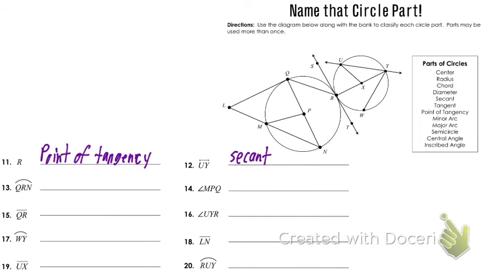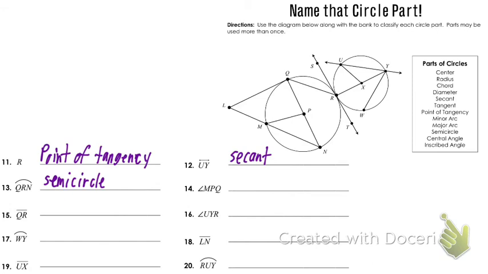Arc QRN. Kaya. Yep, it's a semicircle. It's an arc where the endpoints are the ends of a diameter.